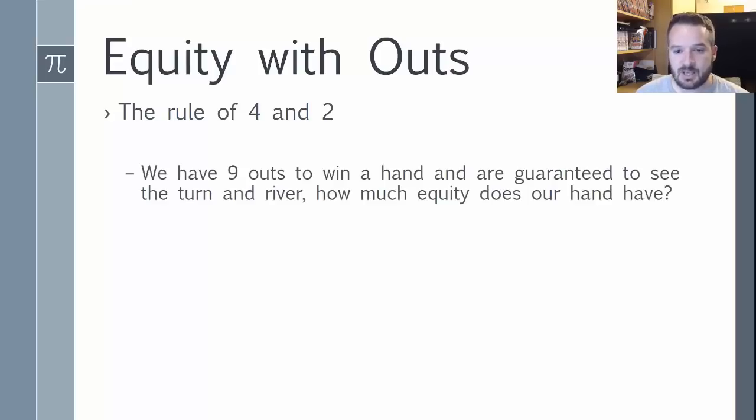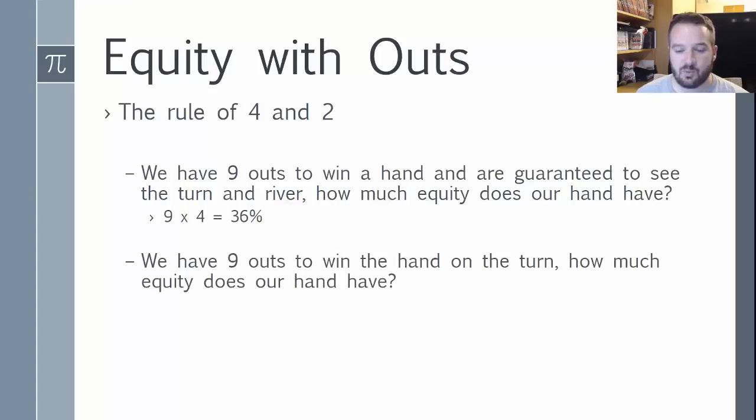For example, we have 9 outs to win the hand and are guaranteed to see the turn and river. How much equity does our hand have? 9 outs is a flush draw, or maybe some other combinations of hands, but usually it's about a flush draw. So 9 times 4, 36% equity. And if we get it all in on the turn, 9 times 2, 18% equity.